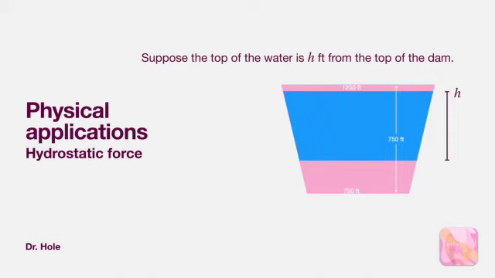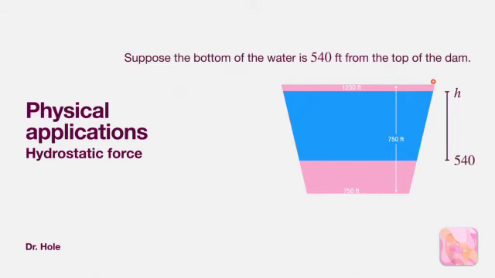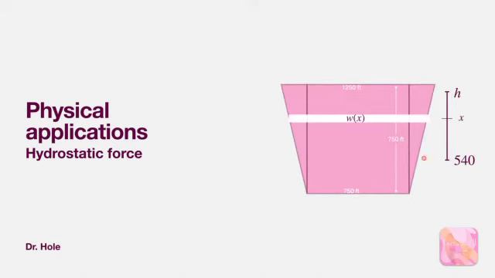So we're going to assume that from the top of the dam, the water sits at a depth of h below the top of the dam. We'll take that from the top of the dam, water exists all the way down to a depth of 540 feet. And then we're going to partition this trapezoid into a square and two triangles. Then we will measure from the top of the dam down to a depth where there is water, so some arbitrary depth x.